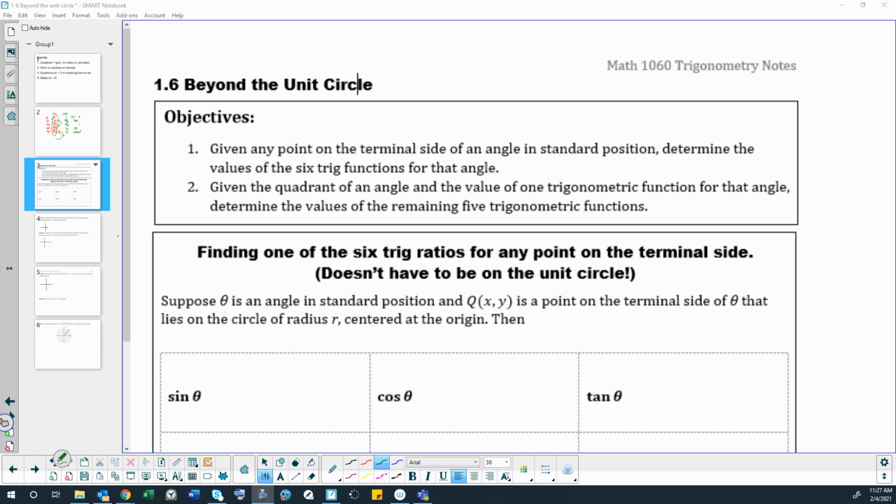We don't want to get too used to that unit circle and not having to divide by the hypotenuse that we forget to divide by the hypotenuse.